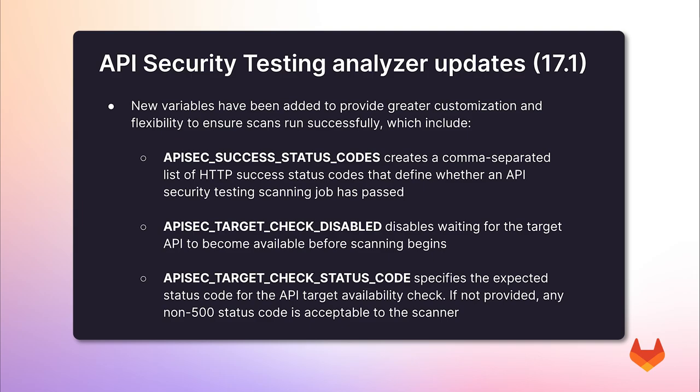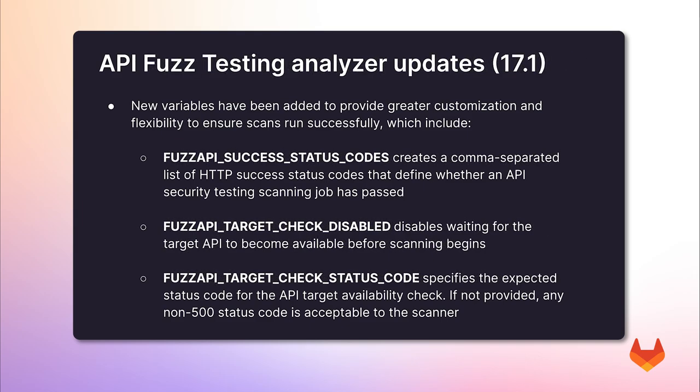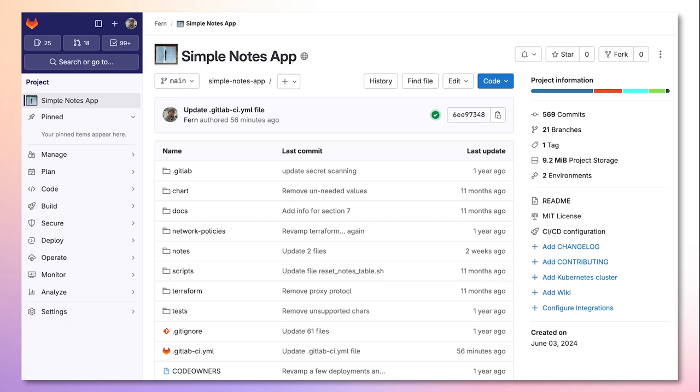Additionally, new variables have been added to provide greater customization and flexibility to ensure when a scan runs successfully. This includes setting the status codes which determine if a job has passed, disabling the waiting for the target API to become available, as well as specifying the expected status codes for API availability. These same configuration variables are present for the fuzz testing analyzer. Fuzz testing sets operation parameters to unexpected values in an effort to cause unexpected behavior and errors within your API backend. Setting up GitLab API security scanning is very simple.